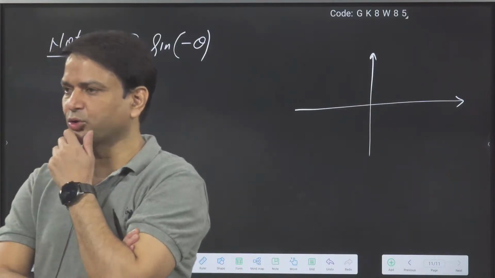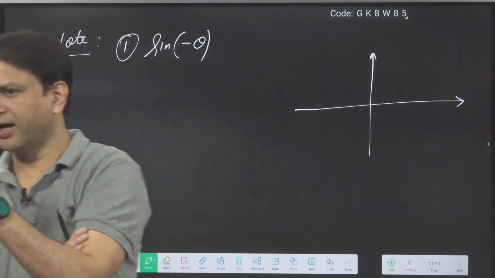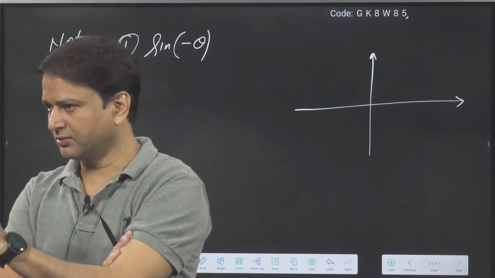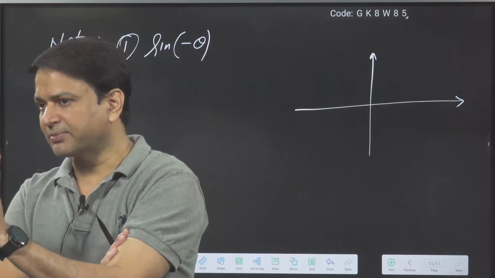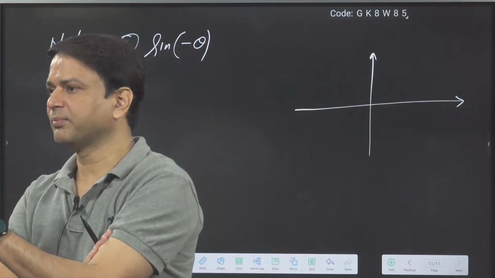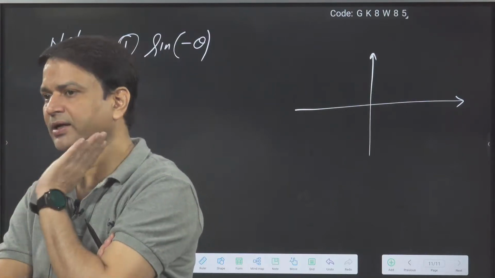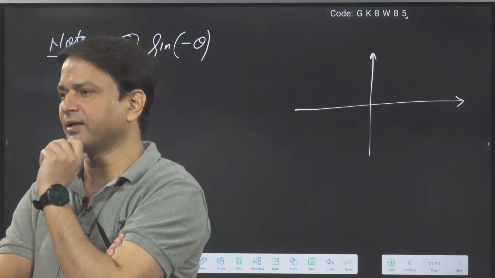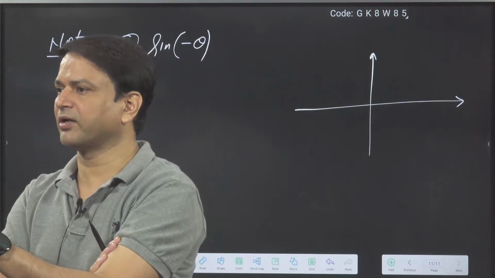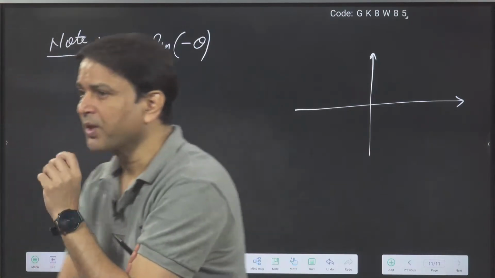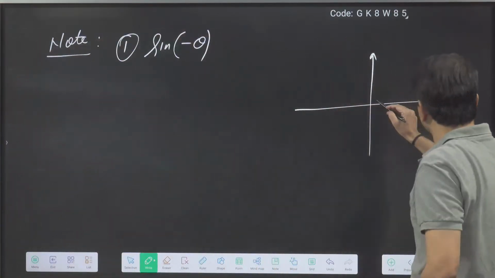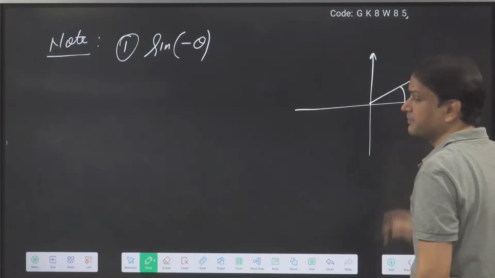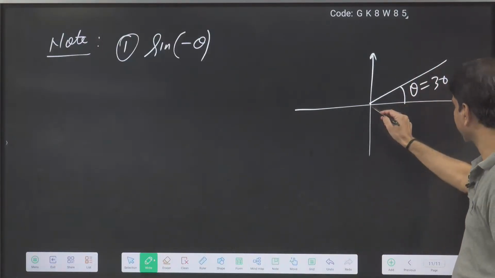A small example I am showing. Suppose I am calling the two students, and I am saying you will make the line that is making an angle 30 degree with positive x-axis. I repeat again, you will make the line, it should make the 30 degree angle with positive x-axis. Okay. One student makes the line like this, and then this is 30 degree. Okay. One student makes the line like this.